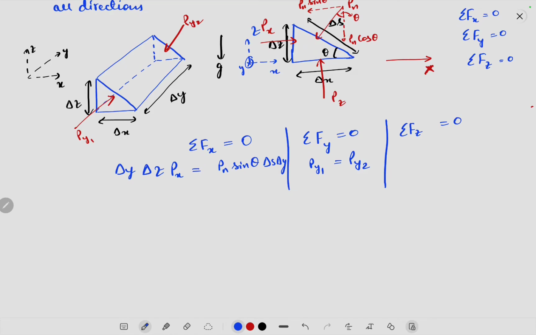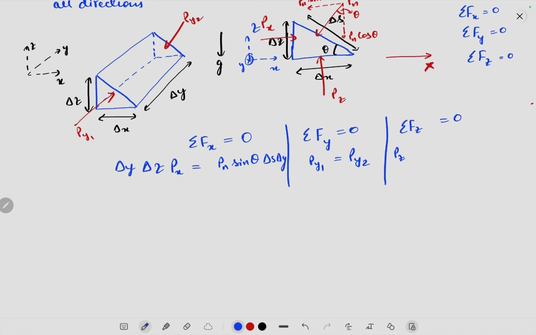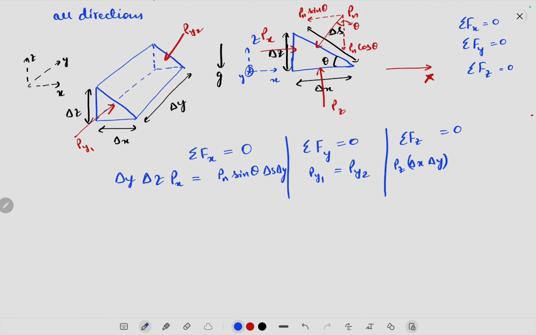So let's write them. The first one is Pz times the area of this part. Now what is the area of this part? The area of this part is delta x times delta y. Just write it down: delta x times delta y, acting along the positive z direction, right? The other forces are acting along the minus z direction, so this should be equal to the magnitude of the forces acting along the minus z direction.